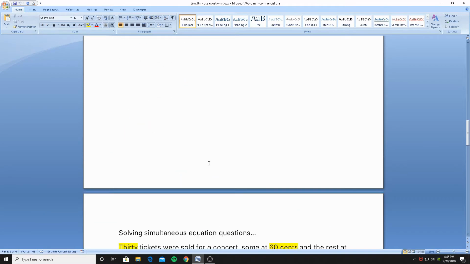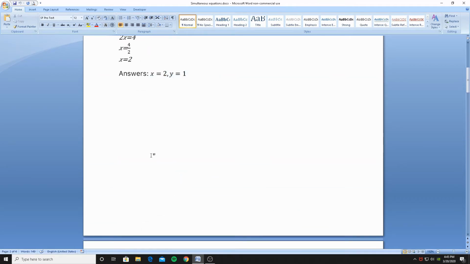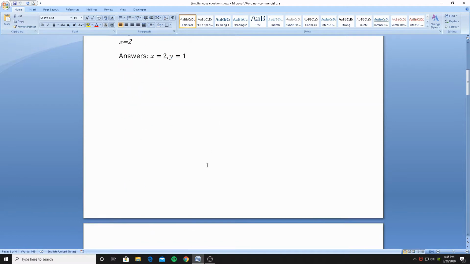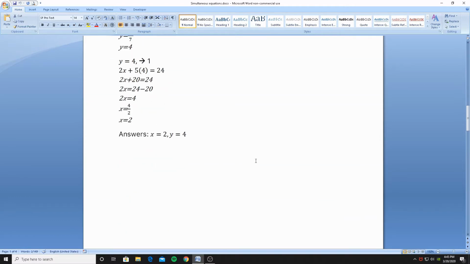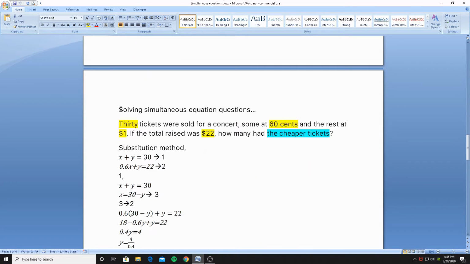Moving on to how we can apply these two methods, substitution and elimination, to solving simultaneous equation questions. So I have a very nice highlight and a very painful to look at highlight. 30 tickets were sold for a concert, some at 60 cents and the rest at $1, for a total of $8.